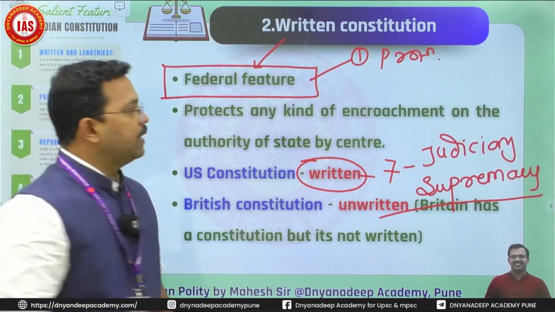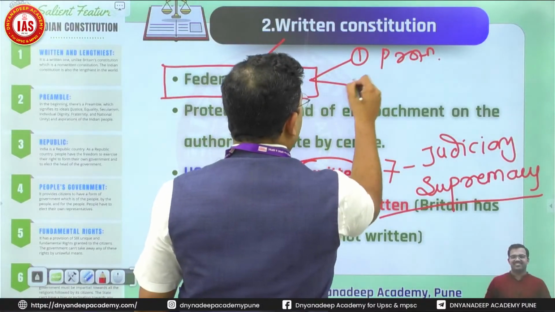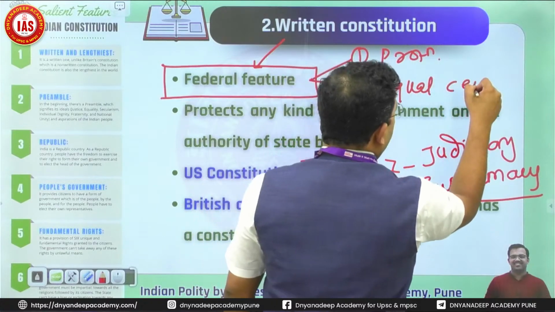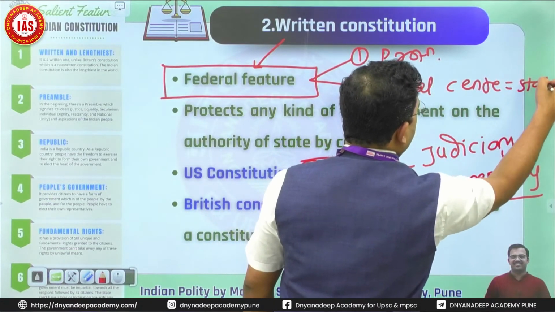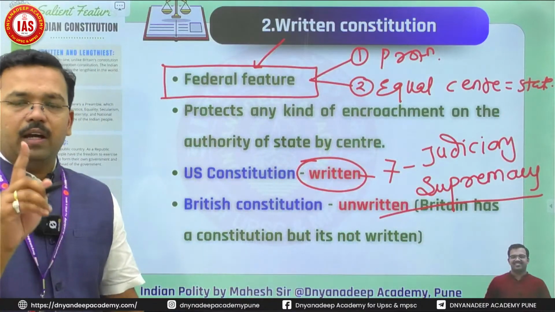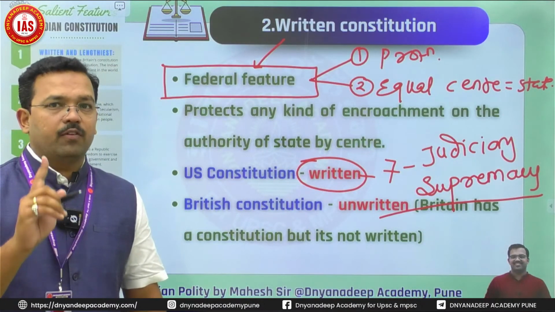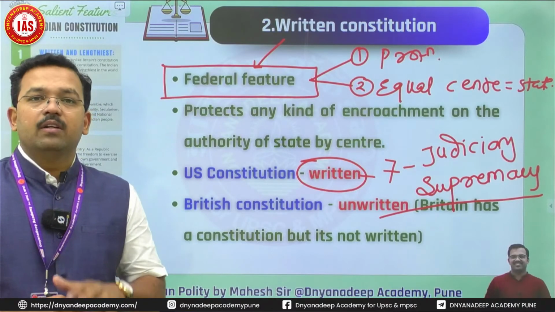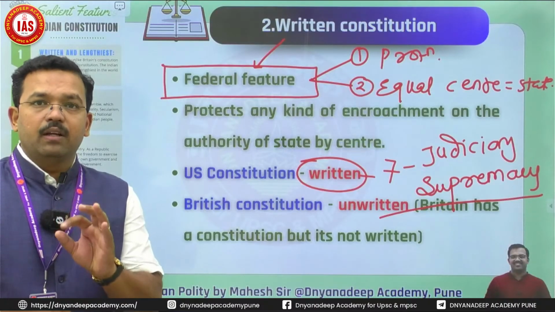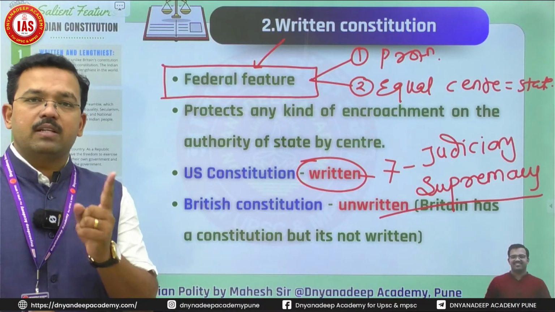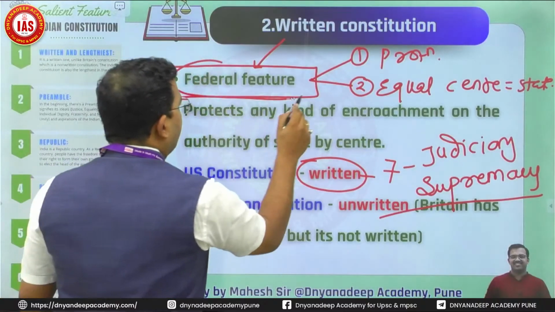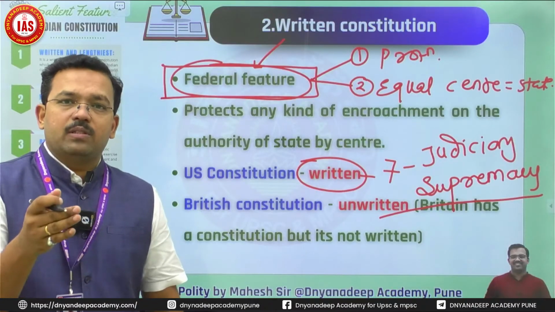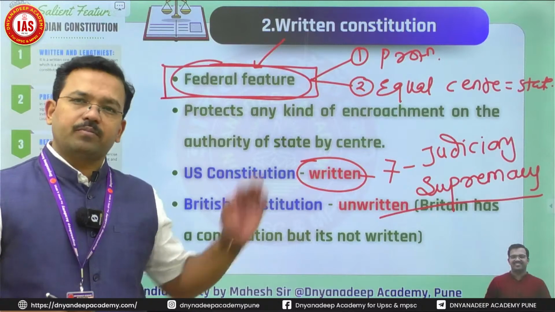And the second important reason: the federal feature, the written Constitution, makes an attempt to give equal power to the states along with the center. So center is equal to state. Remember this thing. We are trying to decode every point which is important for prelims. First, we have seen the Indian Constitution is one of the lengthiest constitutions in the world. Second, we are studying that the Indian Constitution is written. Since it is a written Constitution, it is a federal feature. Why? Because a written Constitution provides protection to the states from encroachment by the center.